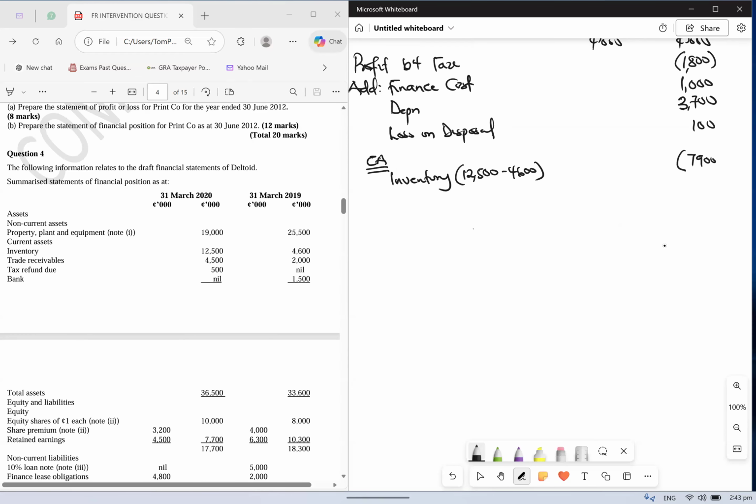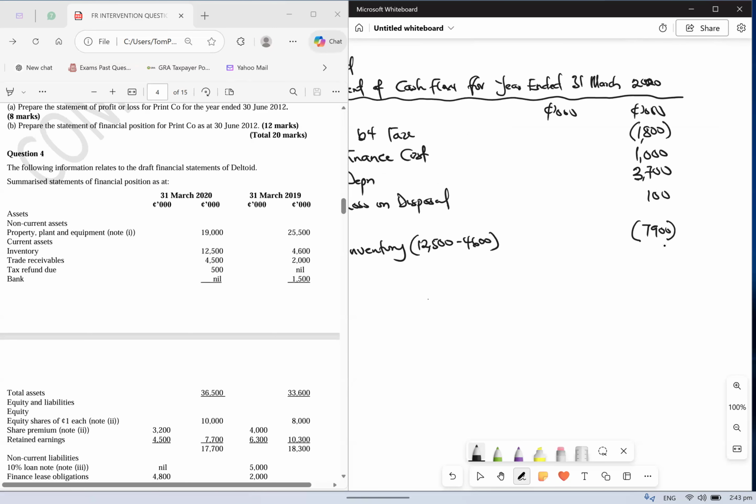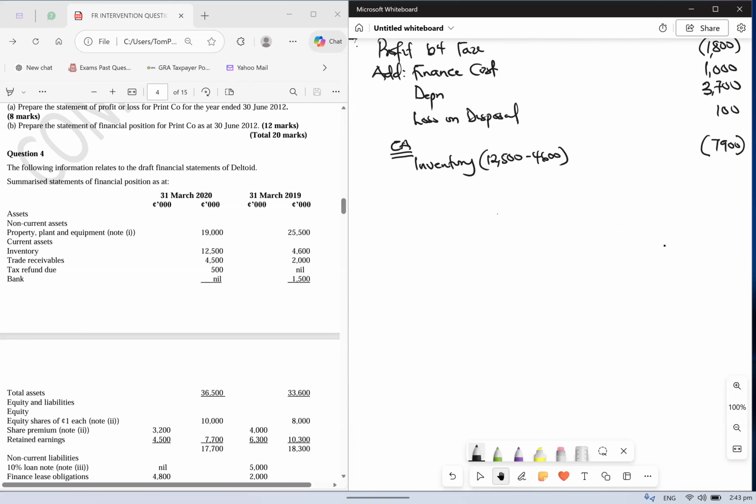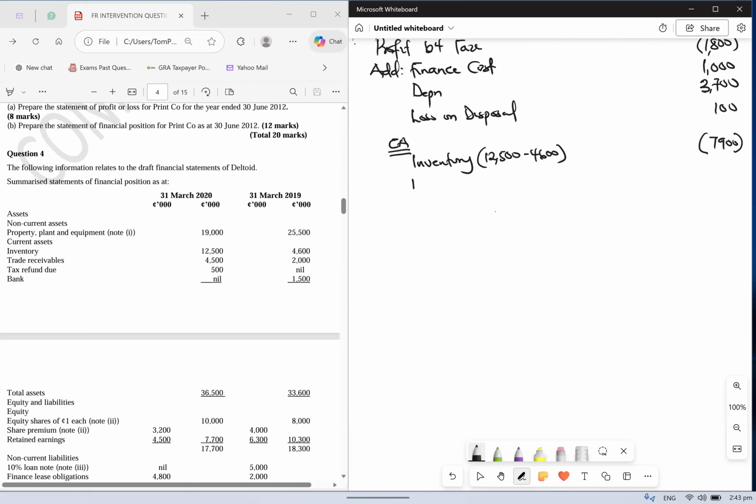All right. I think I need to remove these 00s and bring it here. All right, what is the next thing? Trade receivables. Looking at it, it moved from 2,000 to 4,500. If your receivables are increasing, what does it mean to your cash?